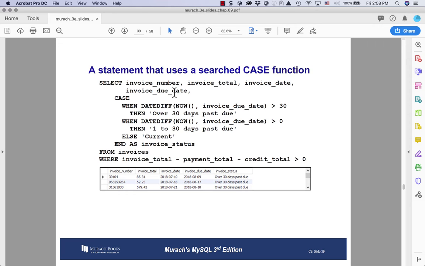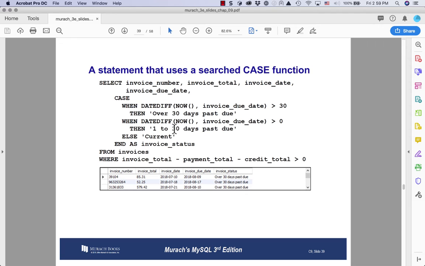So we're looking at the invoices table, and we're trying to categorize invoices into three categories: over 30 days past due, 1 to 30 days past due, or current. That means that it's not past due. We're not overdue. Okay, good. So when the date diff of now and invoice due date is greater than 30, then over 30 days past due. When date diff of now and invoice due date is greater than zero, then 1 to 30.